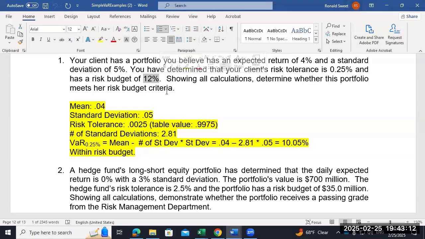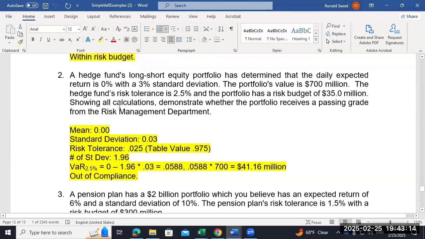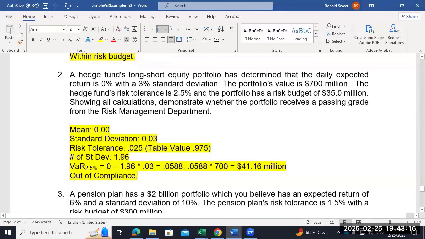So you'll have a question like that on the exam. That should be a give-me question. A hedge fund's long short equity portfolio. You don't care about any of that. It doesn't affect your answer. So what's a long short equity portfolio?